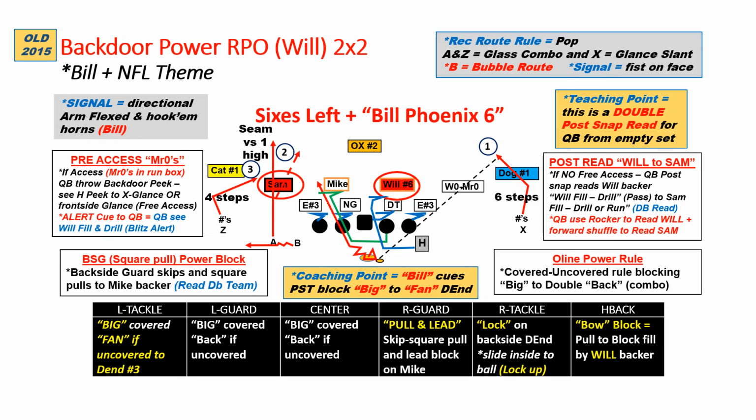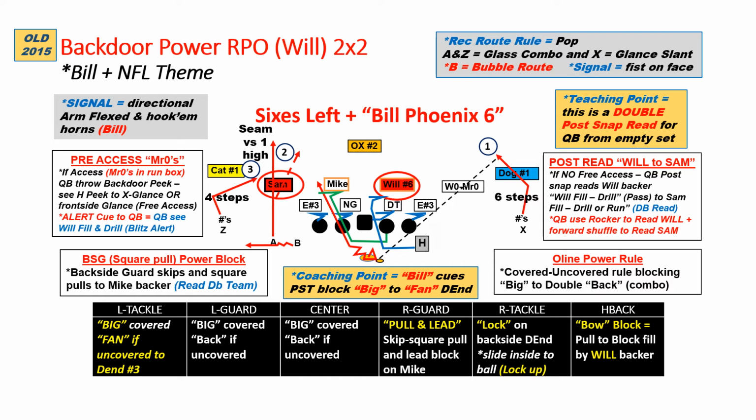Last is our inside backdoor. We're using power here. This one's a little more complicated, so you want to have quarterbacks that are good at reading because he's doing a double post-snap read. What happens here again with all backdoors, quarterback's going to take his rocker step, read the will backer. If the will fills, he can throw that X receiver on the clearance right now.